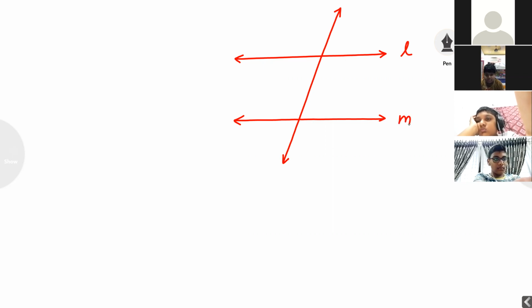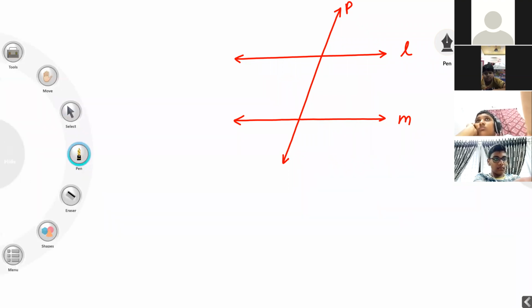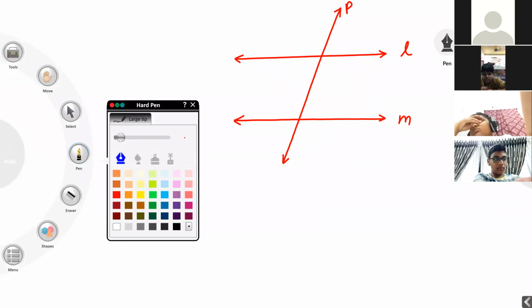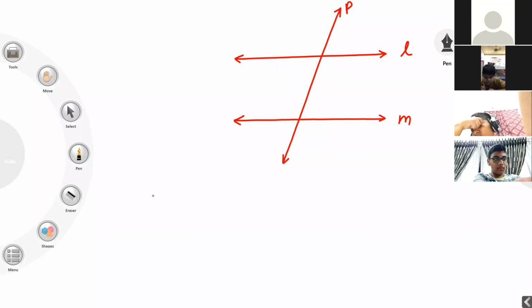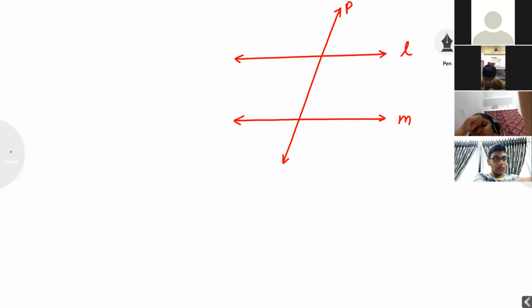Line L, line M, line P. In this figure, which line is the transversal line? Line P is the transversal line, right? Understood? L and M both are parallel lines and P is the transversal line. Now I am going to start a very important concept. Concentrate. Firstly, I want to keep labeling.